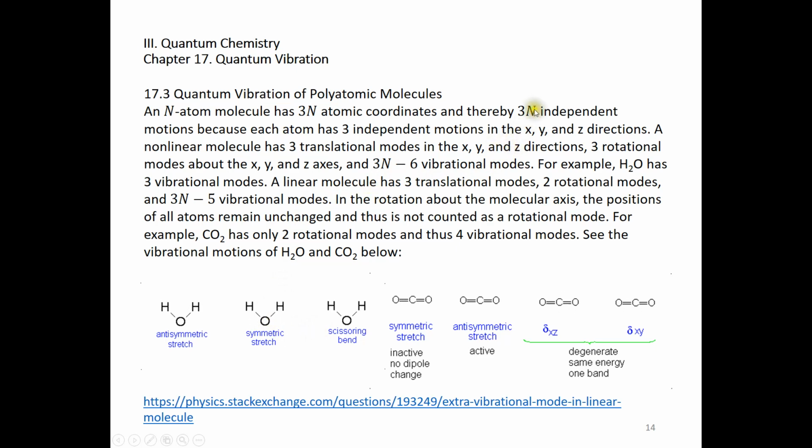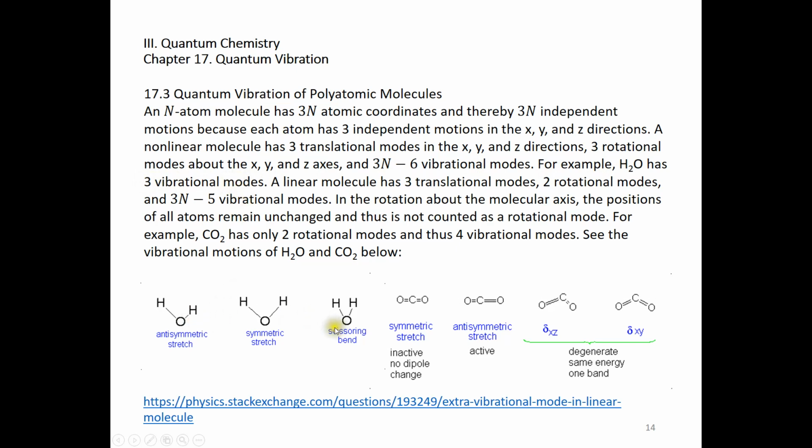And we know in total there should be 3n motions. So 3n minus 3 translations minus 3 rotations. Well, a nonlinear molecule should have 3n minus 6 vibrational modes. For example, water. Water consists of 3 atoms. 3 times 3, we have 9 motions. 9 motions minus 3 translations minus 3 rotations, we have 3 vibrations.